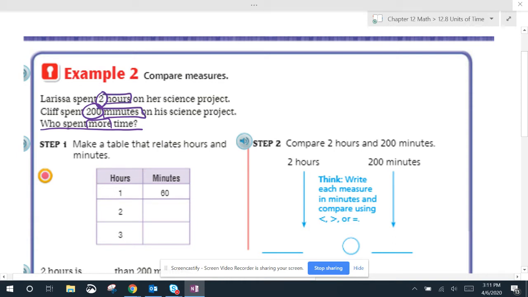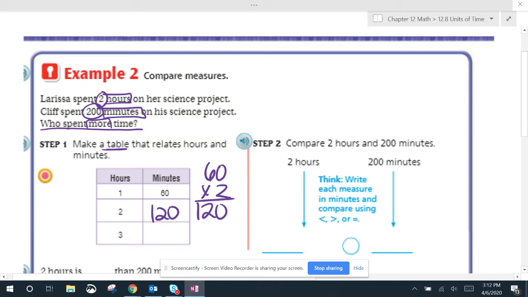So what am I going to do in order to compare these two? Well, I know hours are larger than minutes, so I can change hours into minutes. To do this, I'm going to make a table that relates hours and minutes. So 1 hour equals 60 minutes. That's easy, we know that. 2 hours equals how many minutes? Well, we do 60 times 2, which is really easy because all you have to do is 2 times 6 and then add a 0. So it's 120. So there are 120 minutes in 2 hours.